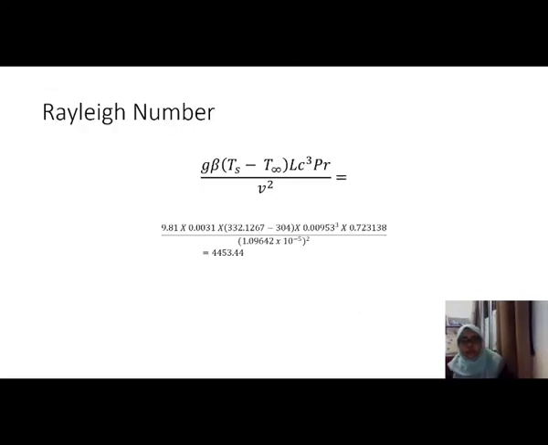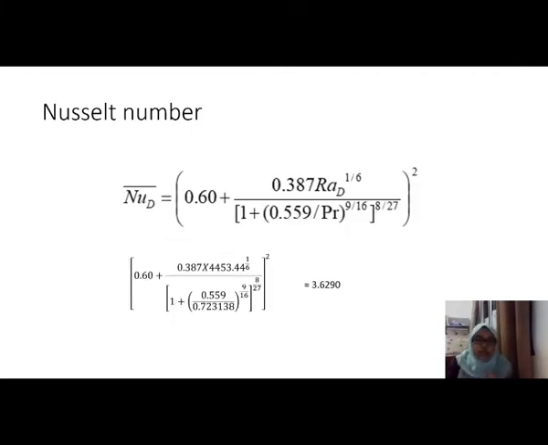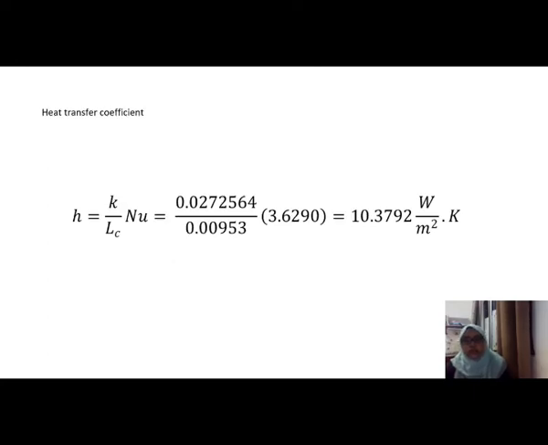After that, we need to calculate the Rayleigh number. For the Rayleigh number, we need to use this formula, and after substituting, we got the value 4453.44. And after that, we need to calculate the Nusselt number by using this formula, and after substituting all, we get around 3.6290. And after that, we need to find the heat transfer coefficient. Based on the values that we calculated before, we get around 10.3792.